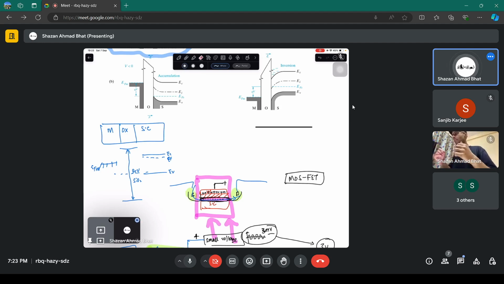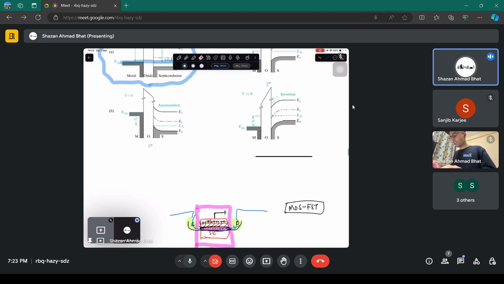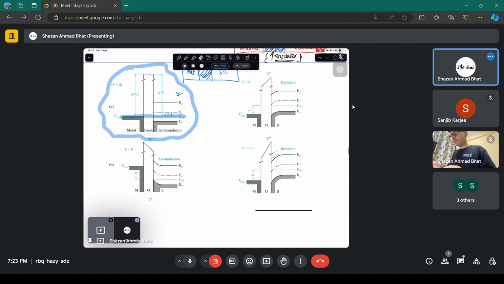But we don't draw it inside the oxide because it doesn't matter. There are anyways no electrons in it. Free electrons. Okay, free electrons is the key word. Everything has electrons. It just depends upon what is free and what is not, what is conducting and what is not. So this is under equilibrium, where everything remains flat.